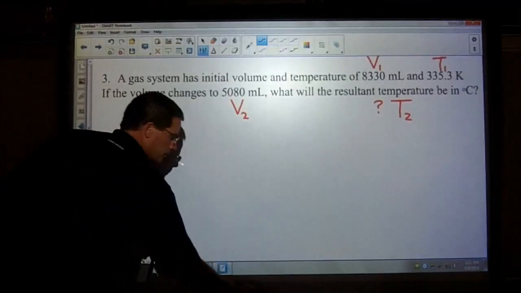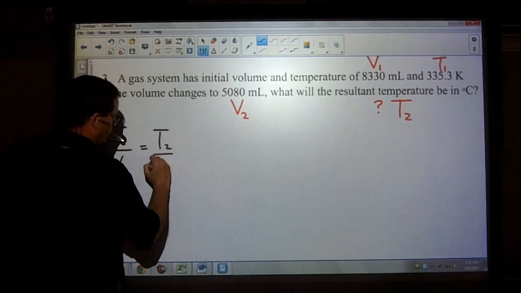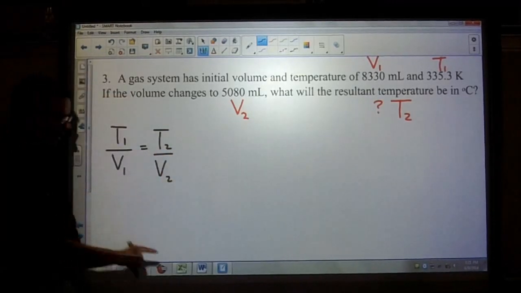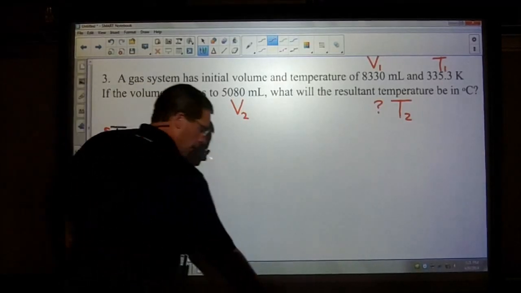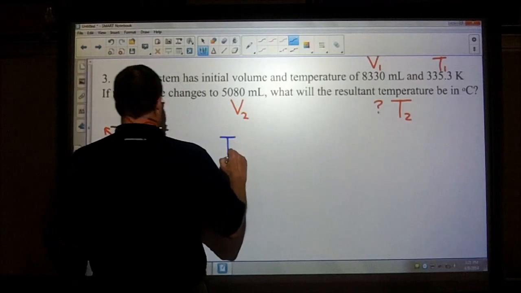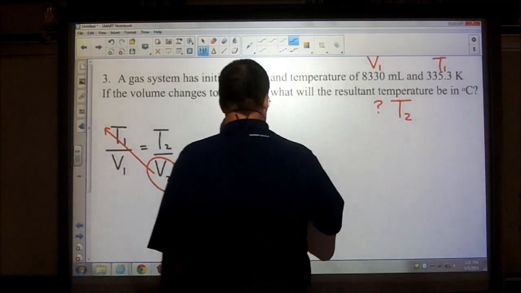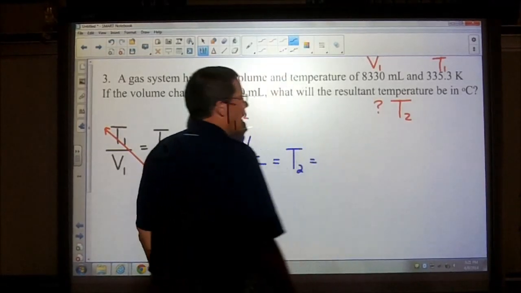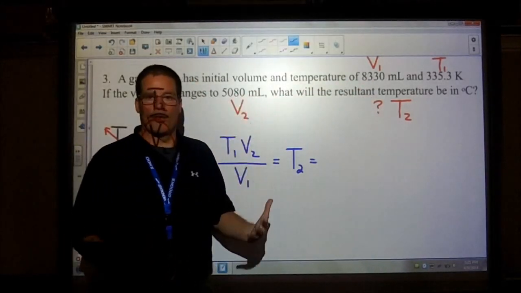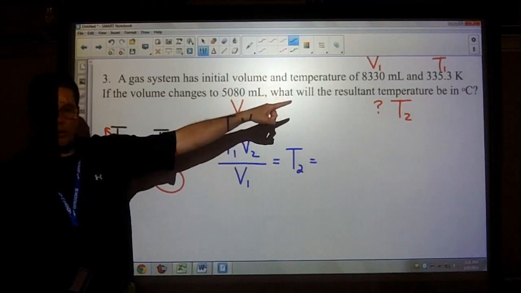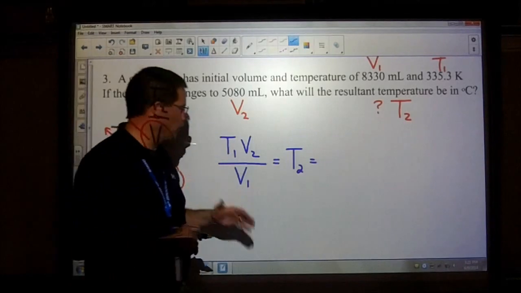So we'll have T1 over V1 is equal to T2 over V2. All right, and since we're looking for T2, we're going to multiply V2 on both sides. So my equation now looks like T1 V2 over V1 is equal to T2. All right, so everything's good. The milliliters, or the volume units, are the same, so we don't have to change anything. The temperature is in Kelvin, so we're good. We'll change to degrees Celsius at the end. We have to wait until the end.